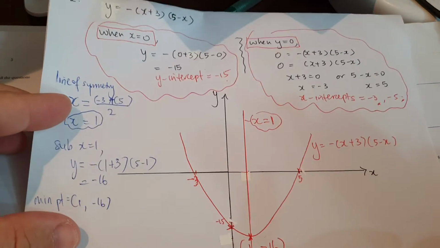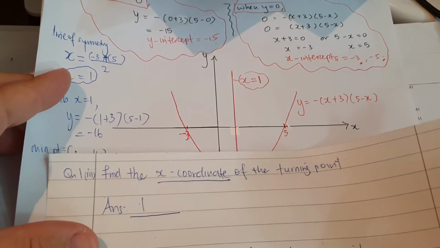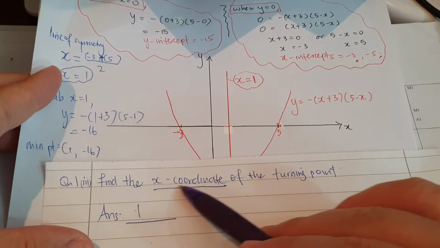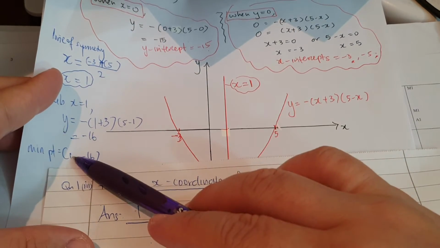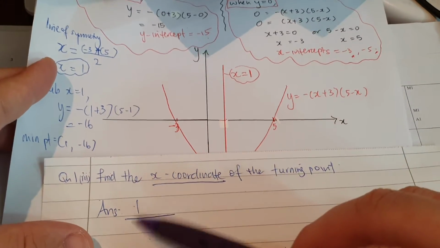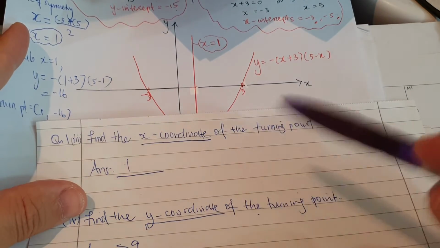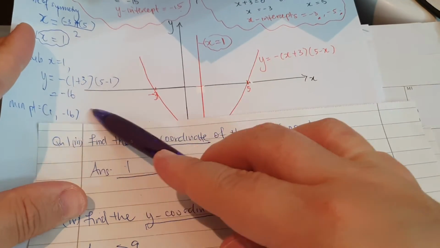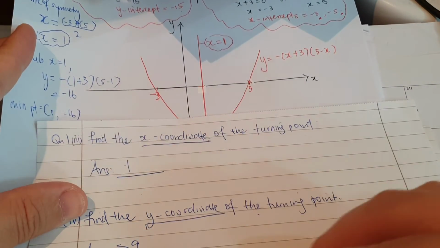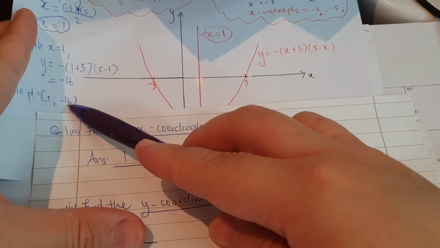Now let's say I ask you, like in question number 1, to find the x coordinate of the minimum point. Then the answer will be the same thing, 1. But if I ask you for the y coordinate, I didn't ask you for coordinates. This is the coordinates. So the x coordinate is 1, and if I want the y coordinate, in this case it will be -16.